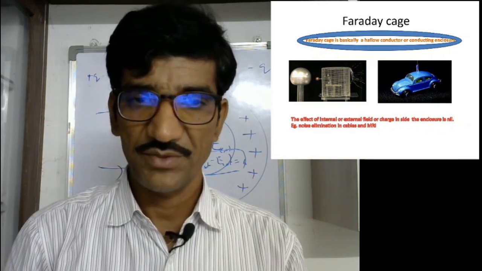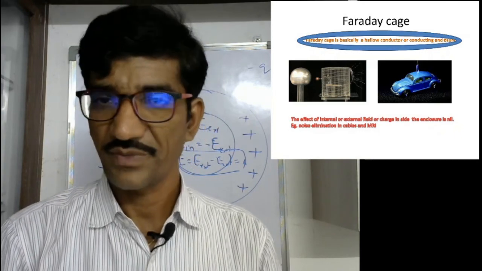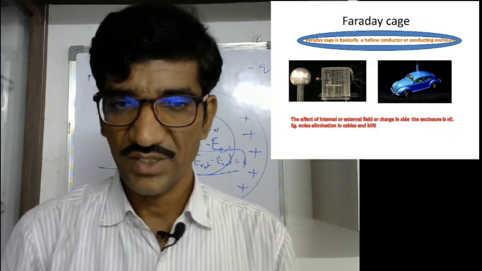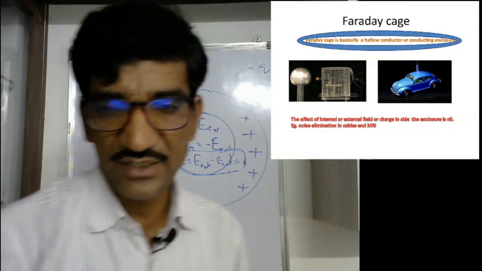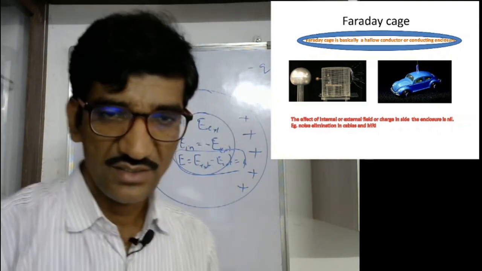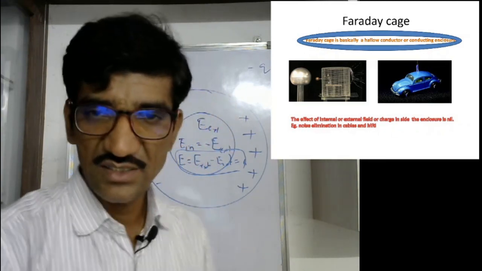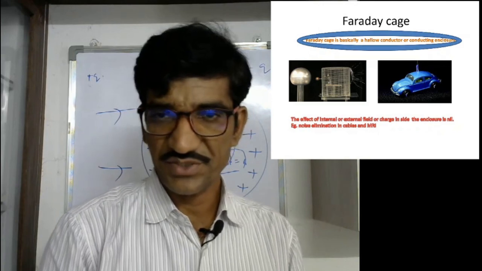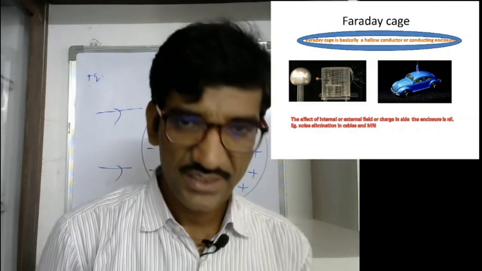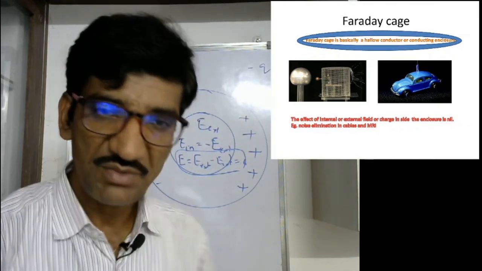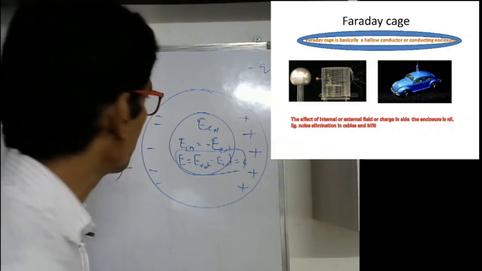This can be used in MRIs, in cables, and in operations in high voltage regions. It can be used to stop incoming and outgoing phone signals. These things can be used at several places. So Faraday's cage is a very important application in electrostatics. It was discovered for the first time by Michael Faraday.